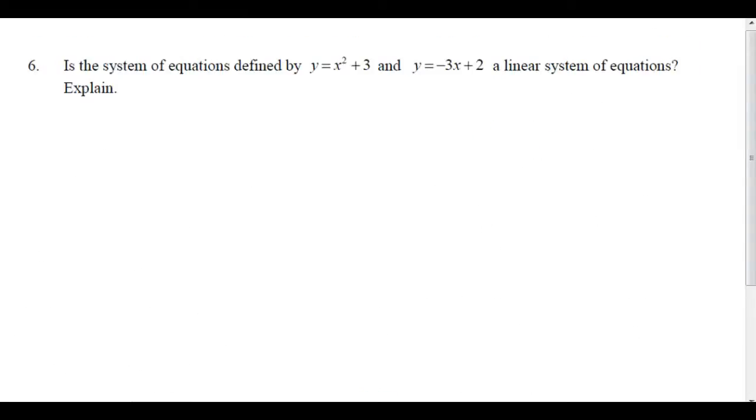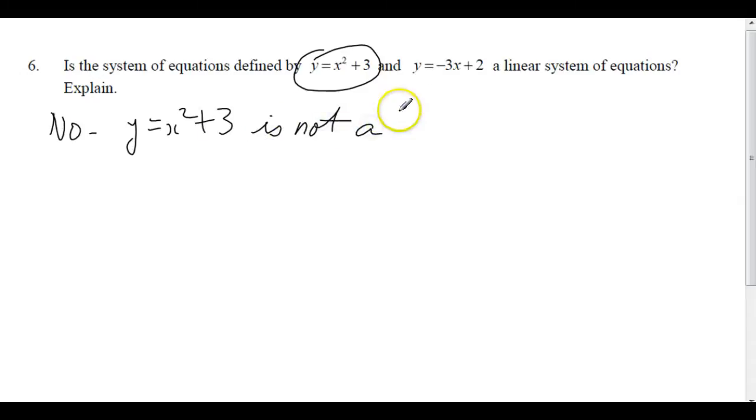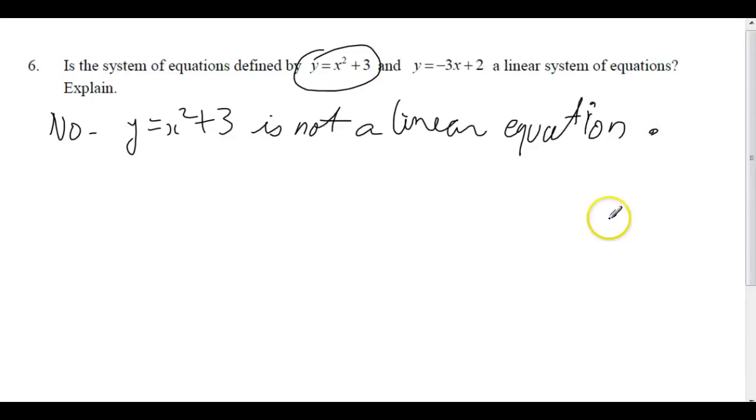Is the system of equations defined by y equals x squared plus 3 and y equals negative 3x plus 2 a system of linear equations? No. y equals x squared plus 3 is not a linear equation. And there we go. That'll do it.